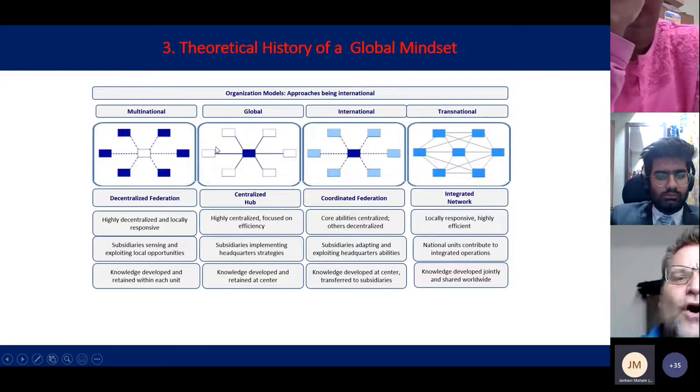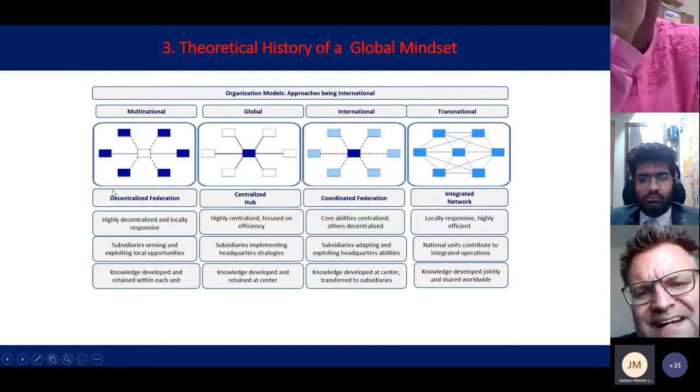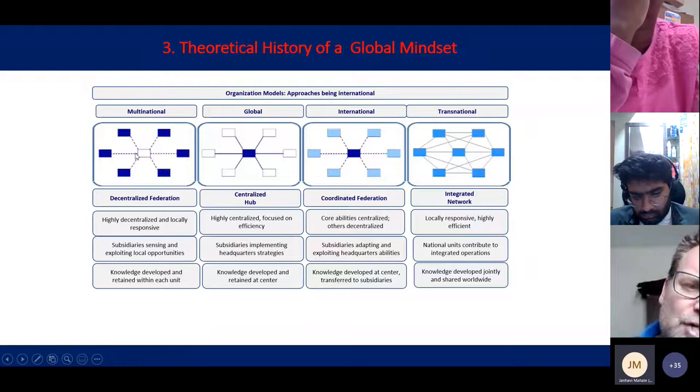Okay, but they don't care about each other in a multinational. The boss from Unilever doesn't care about Germany, about the UK, about France. So they're not communicating so much. And these are some of the negative points of a multinational, but they always have local market.